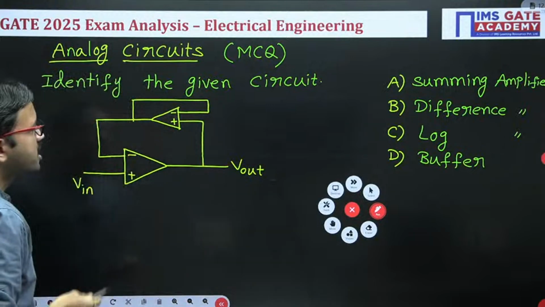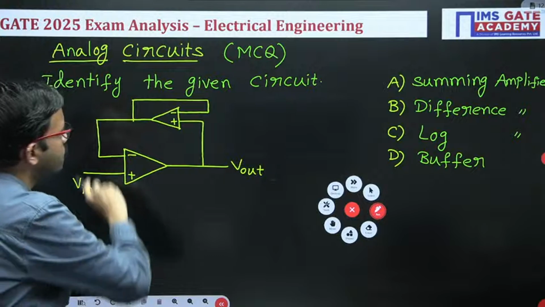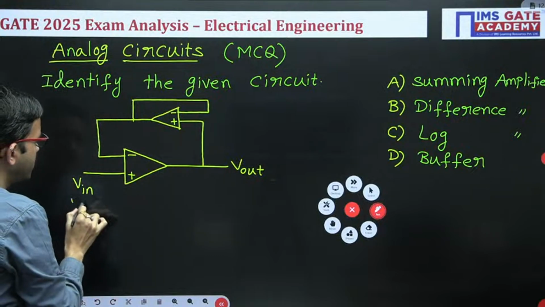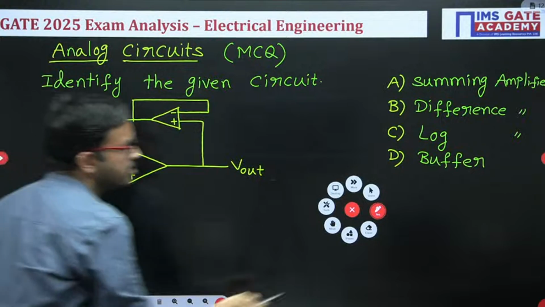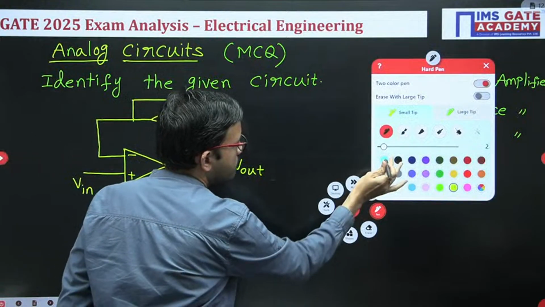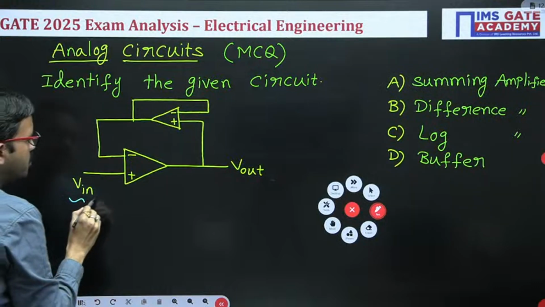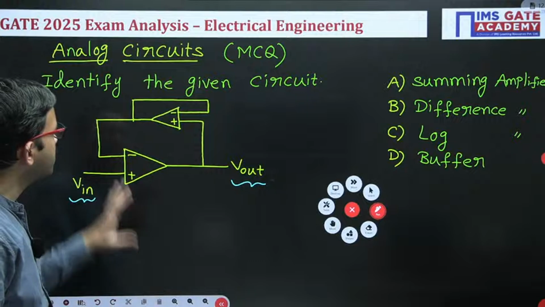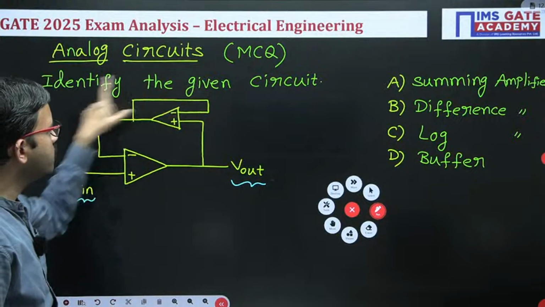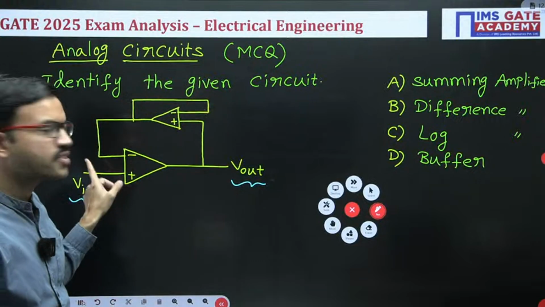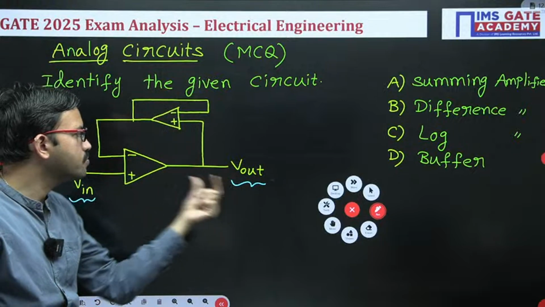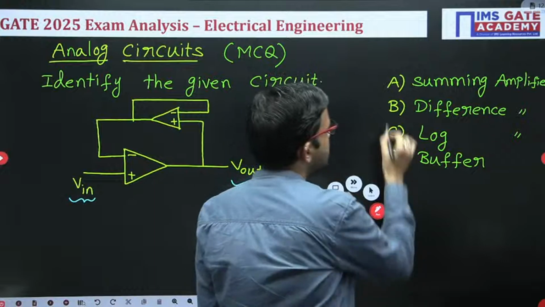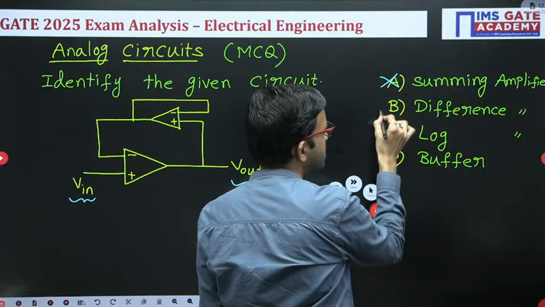Yeah. So just observe this particular circuit. For the overall circuit, you are having one input and one output, correct? If you consider the two op amps broadly as one block diagram, for the overall circuit you are having one output, one input. With the help of that observation, here summing amplifier we can eliminate, difference amplifier also we can eliminate.